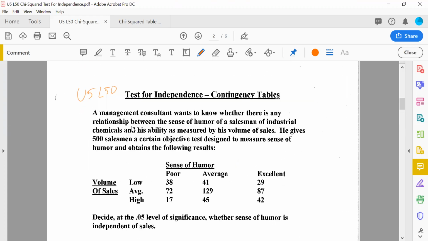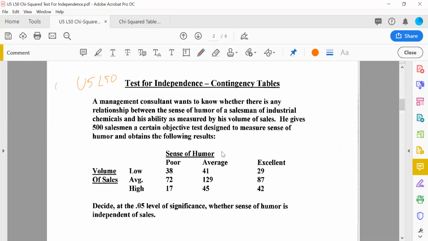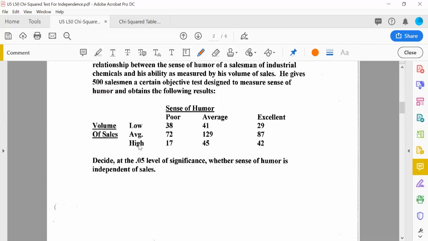All right. So a management consultant wants to know whether there is any relationship between sense of humor of a salesman of industrial chemicals and his ability as measured by volume of sales. He gives 500 salesmen a certain objective test designed to measure sense of humor and obtains the following results. So a person can have low, average, or high volume of sales. I can understand how that can be measured, but poor, average, and excellent sense of humor, this is where the question got me. How do you measure that? That's beside the point. Decide at the 0.05 level of significance whether sense of humor is, in fact, independent of sales.